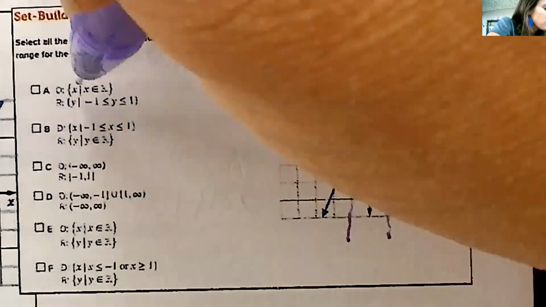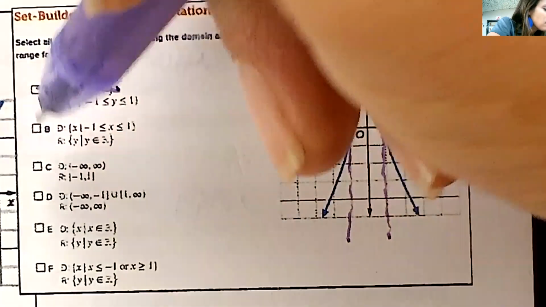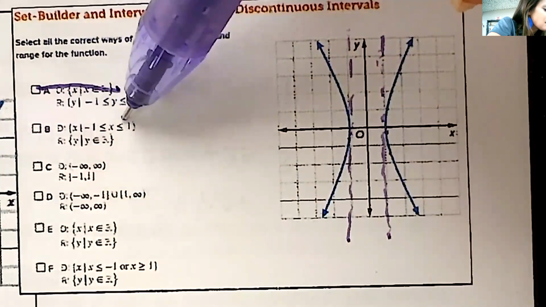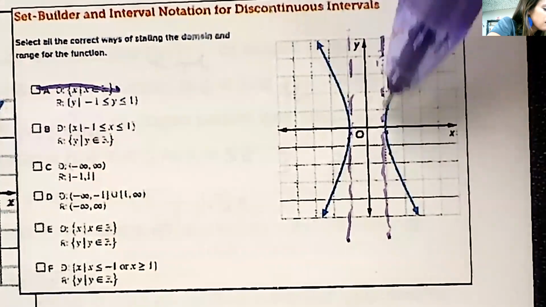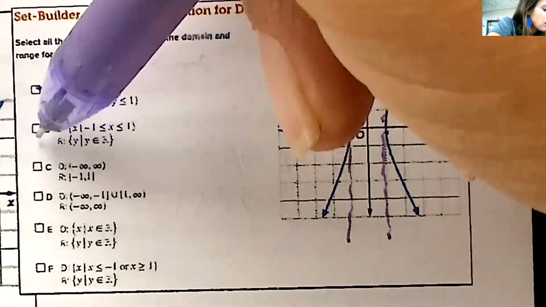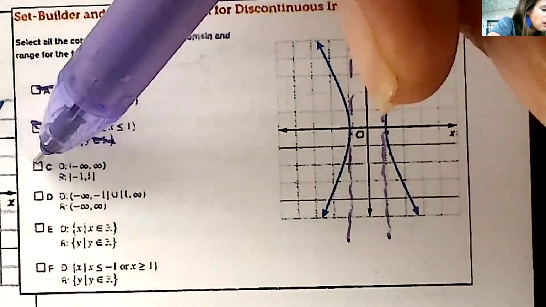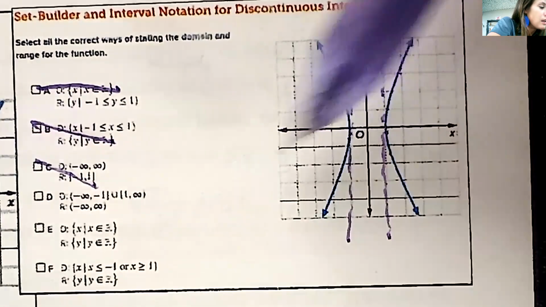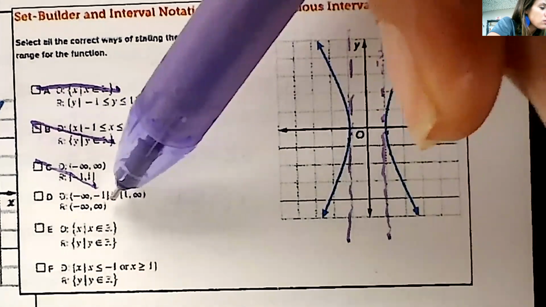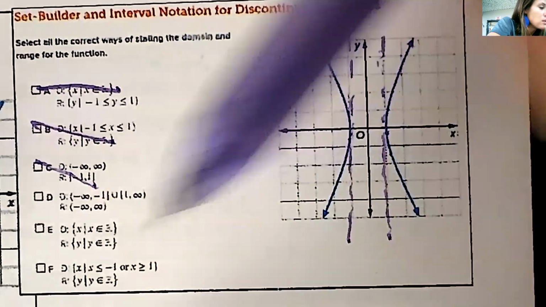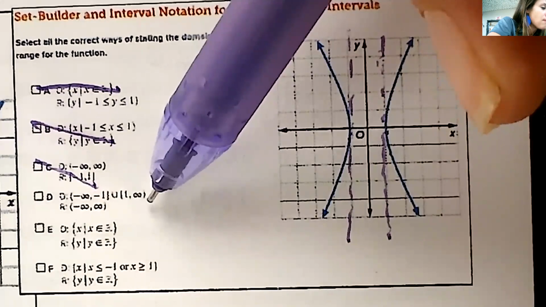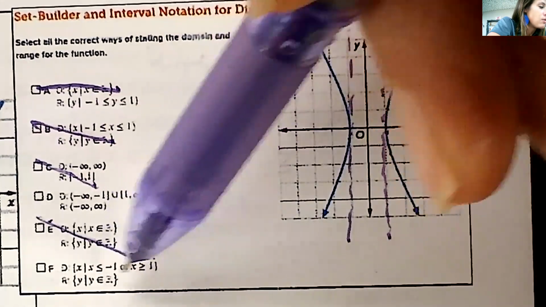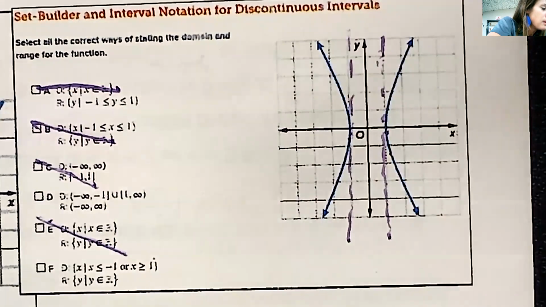Not everything. This says everything. This says all real numbers. That's gone. It's not that one. That says x is less than or equal to 1. That's not true. That one's gone. Negative infinity to infinity, that one's gone. This one goes from negative infinity to -1. That's good. And then also it has the u, also includes 1 to infinity. So that one's okay. This one is gone. It's not all real numbers. This one's okay. Less than or equal to -1, greater than or equal to 1.